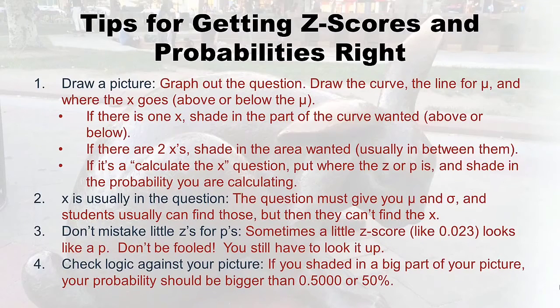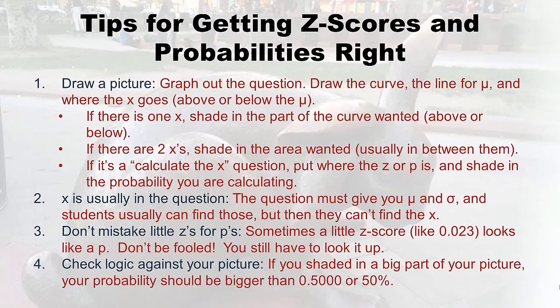But when you have a little baby z-score that's between 0 and 1, like 0.023, it looks a lot like a p, but it's still a z. So a lot of times people get a little lazy, like they hate using the z table, and then they calculate the z-score and it's really little, so they don't look it up. Don't be fooled. You still have to look it up. So if you're calculating z and you get a little baby z like that, it's still a z. Still go look it up, okay?